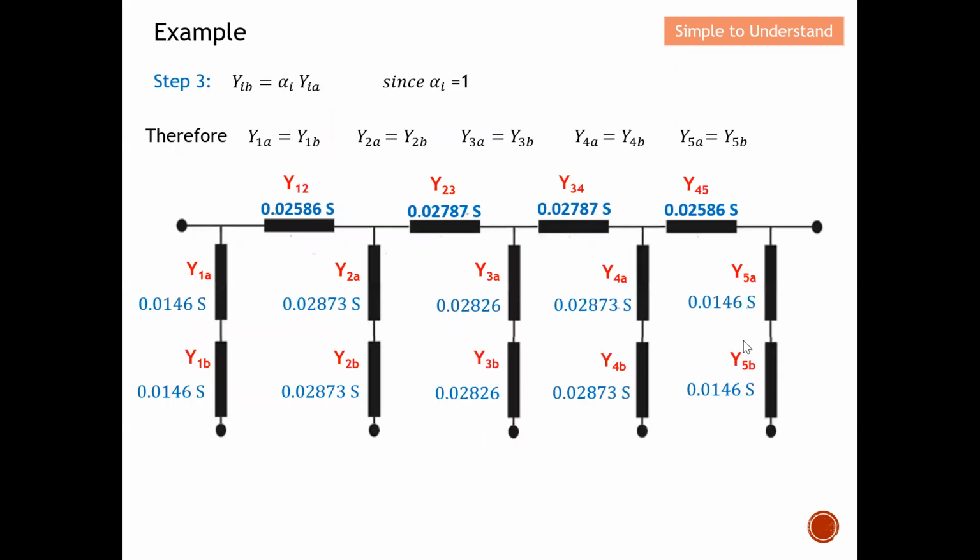This will be the last step. I have obtained Y1A, Y2A, Y3A, Y4A, and last but not least, Y5A. What I need to recalculate will be Y1B, Y2B, Y3B, Y4B, and Y5B. Let's do a quick review of this equation. Because alpha is equal to 1, Y1B will be equal to Y1A, and hence they have the exact same admittance values. So I can easily copy all of these.